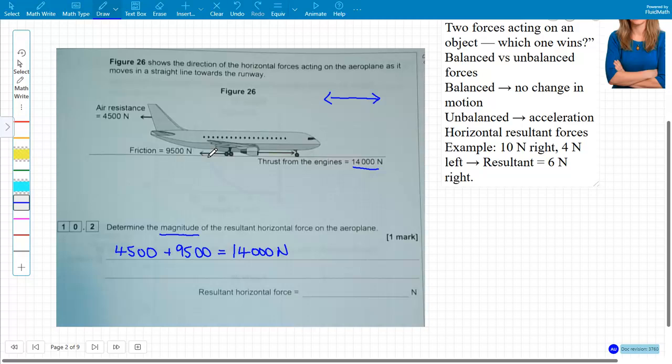And then we already know the total going to the right, so we're just going to subtract 14,000. Make sure we show our working just so the examiner knows to give us the full marks. And of course that gives us nothing, so determine the magnitude, it would be 0. That means it's balanced. Okay.